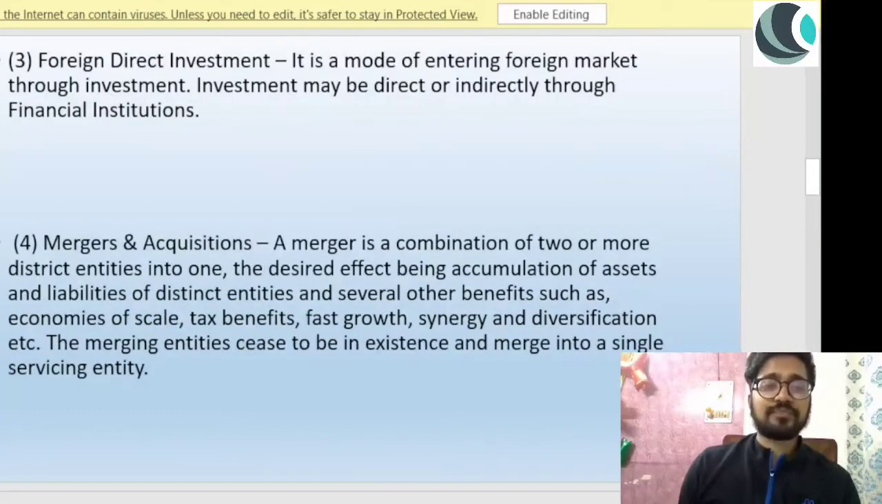Next up, we're talking about foreign direct investment, FDI. It is a mode of entering a foreign market through investment. Let's say I take an example of Reliance, and what they do is buy a telecom company in South Africa, right? So basically they own that company now. They invested in that company, they have bought that company. That's basically called foreign direct investment, FDI. So for South Africa, that will be foreign direct investment.